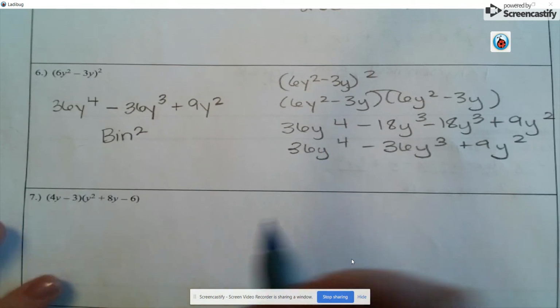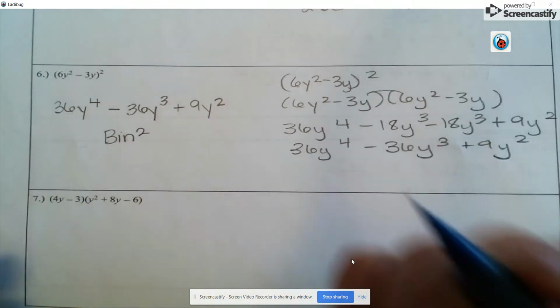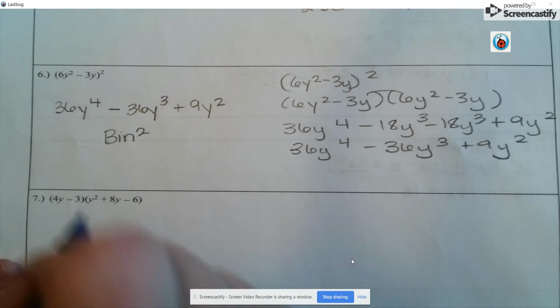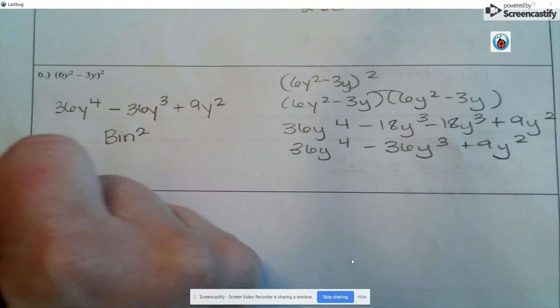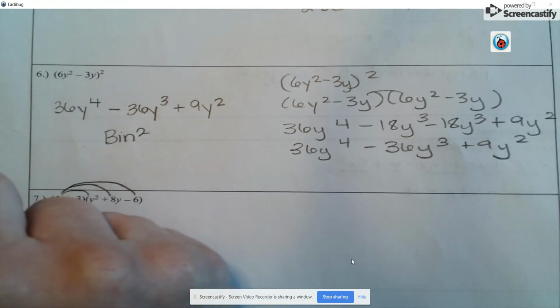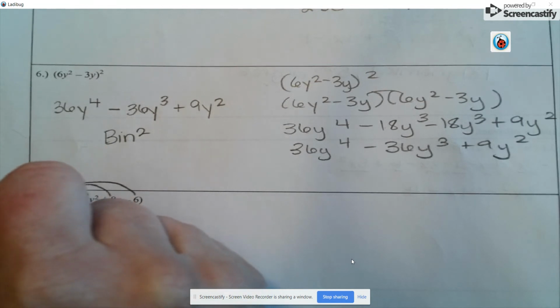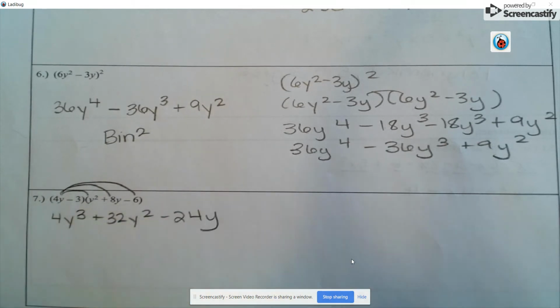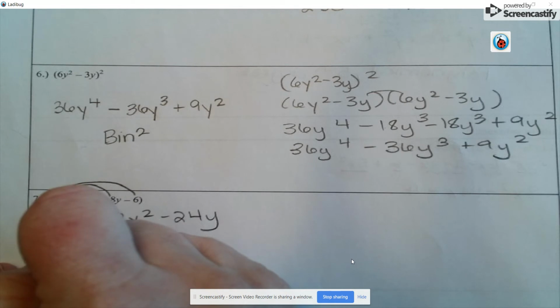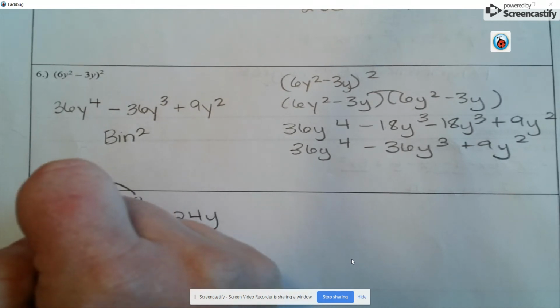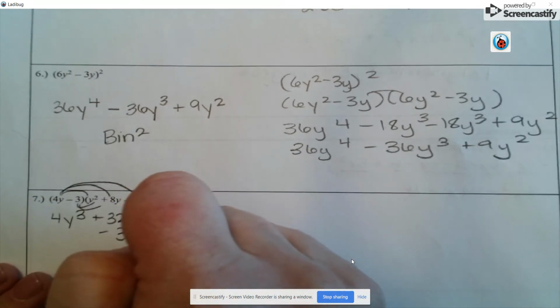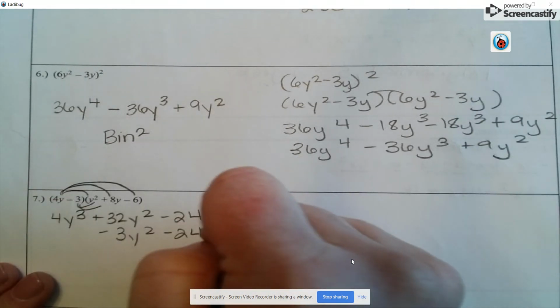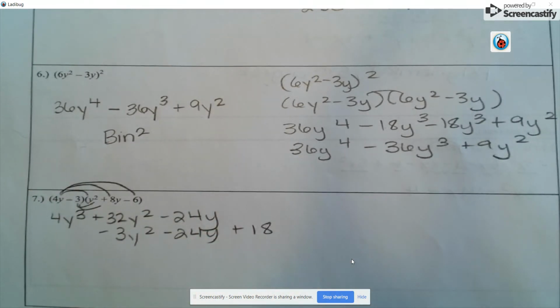Okay, let's take a look at number 7 too while we're here. So this one's just a basic binomial times a trinomial. So we just need to make sure we distribute all 3 terms. Okay, so I'm going to get 4y cubed plus 32y squared minus 24y. And again, if you want to line things up vertically, you can. So I could do minus 3y squared minus 24y and then plus 18. If that works better for you, you can do that. You could also just go everything horizontally.